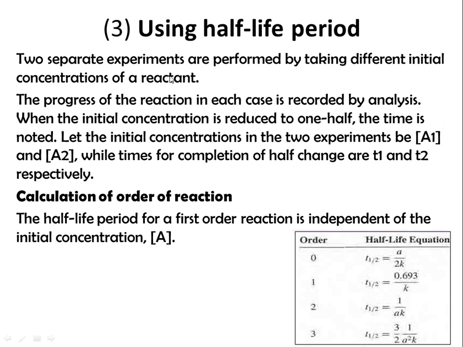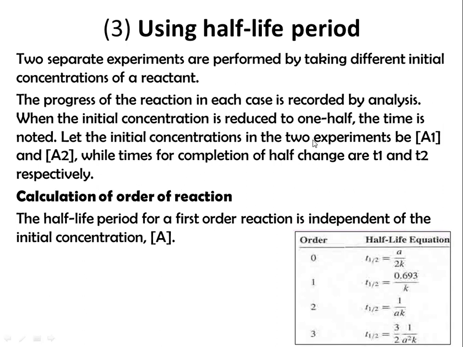Here we perform two separate experiments by taking different initial concentrations of the reactant, A1 and A2. The progress of the reaction in each case is recorded by analysis, meaning we take the reaction mixture and analyze it by a suitable analytical method and determine the concentration of the reactant remaining, that is a minus x. When the initial concentration is reduced to 1/2, the time is noted. So the time at which the concentration is half is noted.